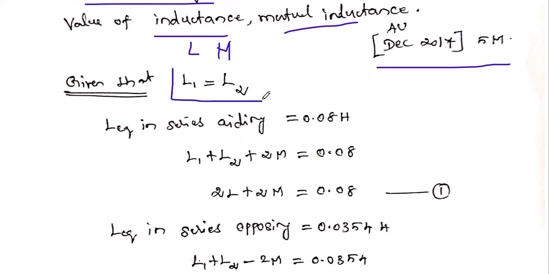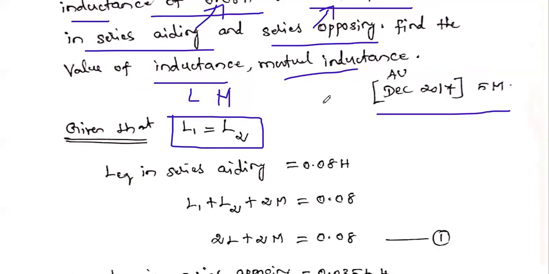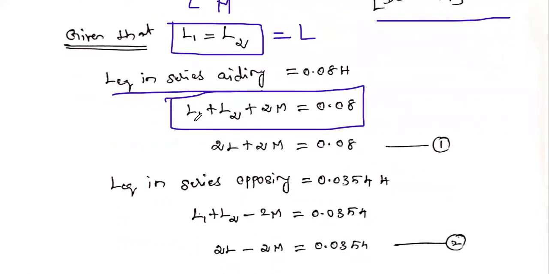According to the given question, L1 equals L2, since two identical coils are coupled in series. So L1 and L2 equal L. Then L equivalent in series aiding is given as 0.08 Henry. What is the formula? In series aiding, L equivalent is L1 plus L2 plus 2M. So L1 plus L2 plus 2M equals 0.08. Here L1 equals L2, so L1 plus L2 we may write as 2L. So 2L plus 2M equals 0.08. Consider this as equation number 1.